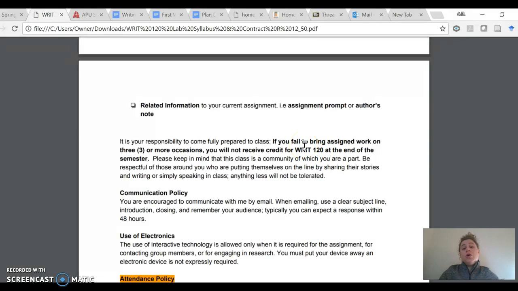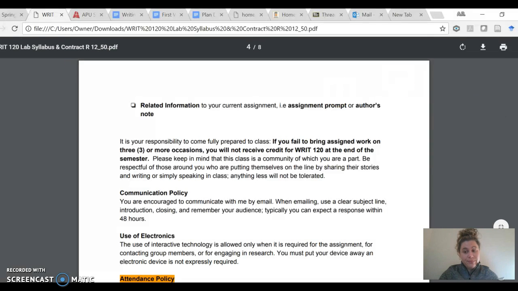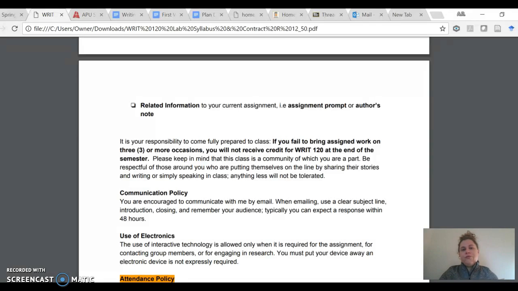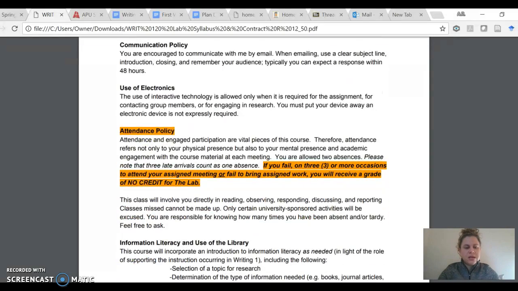If you don't show up on more than three occasions, so on the fourth one, you're no longer able to receive credit for the lab. And this is the same for attendance. You're allowed to miss 3. On the fourth one, you're no longer eligible for attendance. I rarely have students with that problem, as long as they understand this is the expectation. It's only happened a couple times.